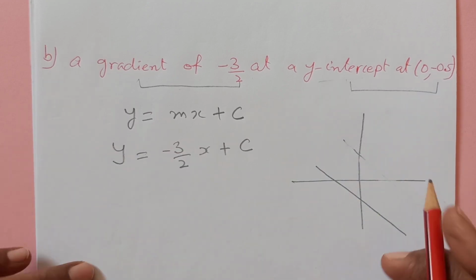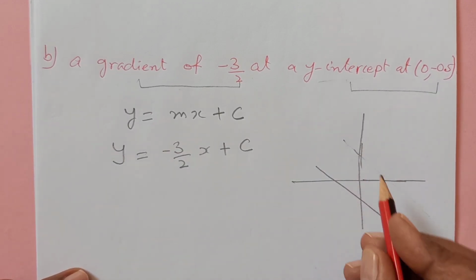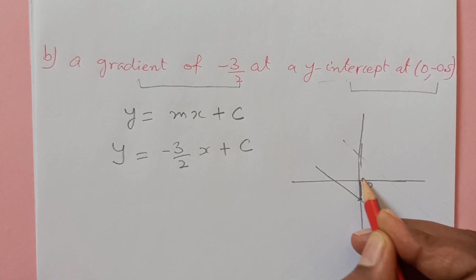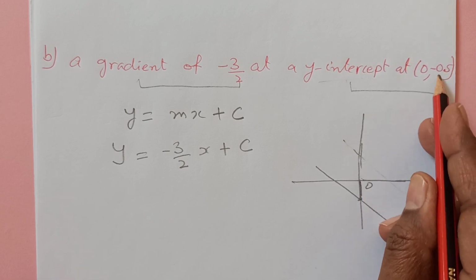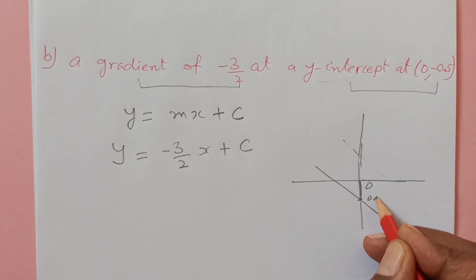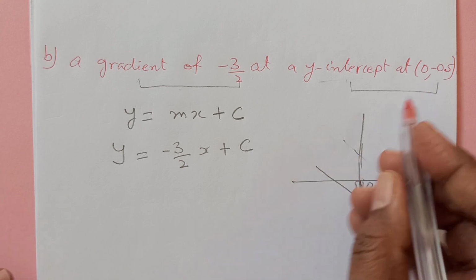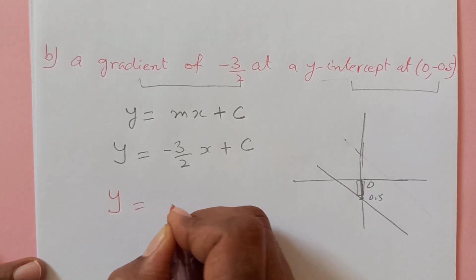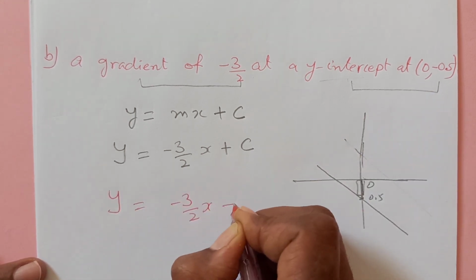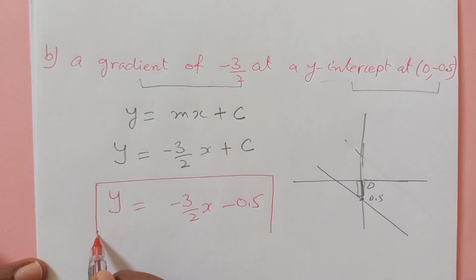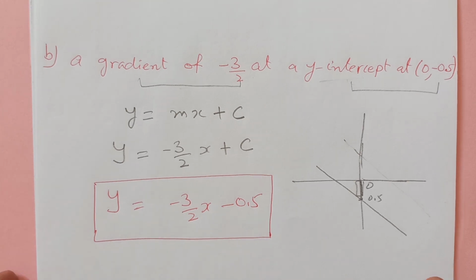So what is the purpose of showing this diagram to you? That this one is now the y-intercept. When x is 0, then y is -0.5. So this is -0.5. Now this is our c here. So what is c? The equation is y equals -3/2 x minus 0.5. So this is the equation of a straight line.